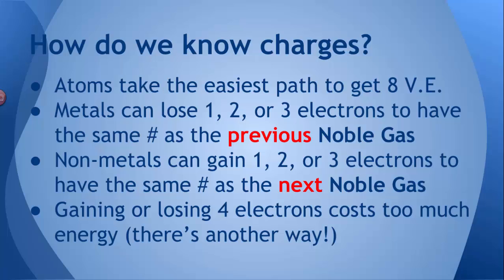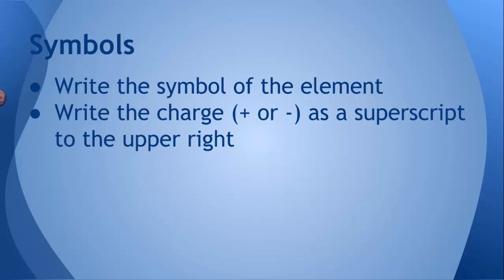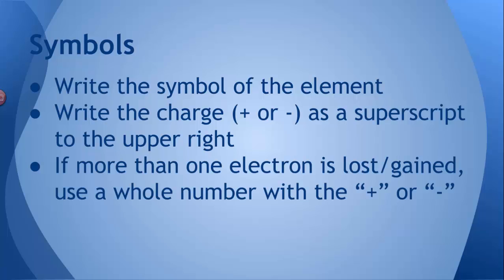You don't generally find elements that will gain or lose 4 electrons in the main group because it costs a lot of energy to do that. And since it costs about the same amount of energy to gain 4 as to lose 4, they find a different way of becoming stable. We'll talk about that later. Now, when we write an ionic symbol, we write the symbol of the element, and then we write the charge, plus or minus, as a superscript to the upper right. If you lose or gain more than 1 electron, then you use a whole number, usually 2 or 3, to represent the number of charges that you have.